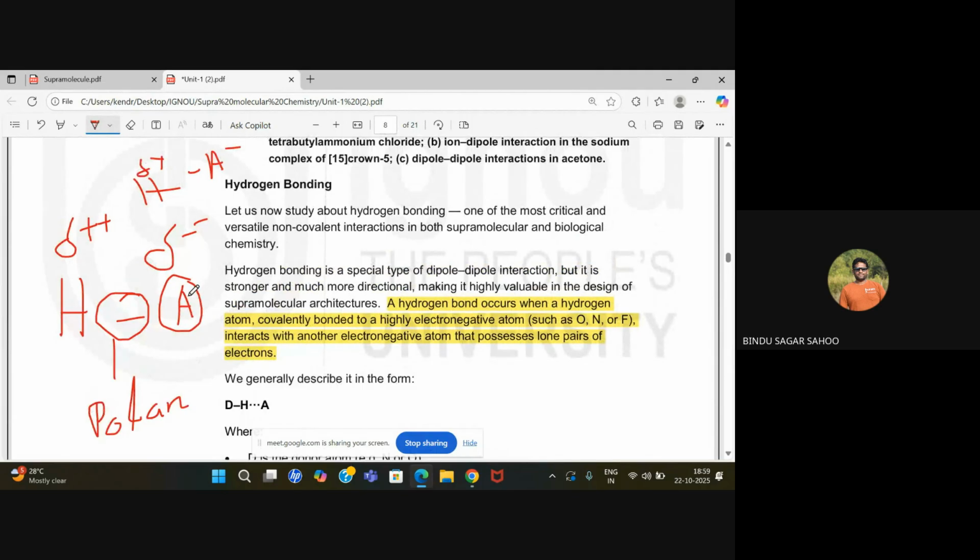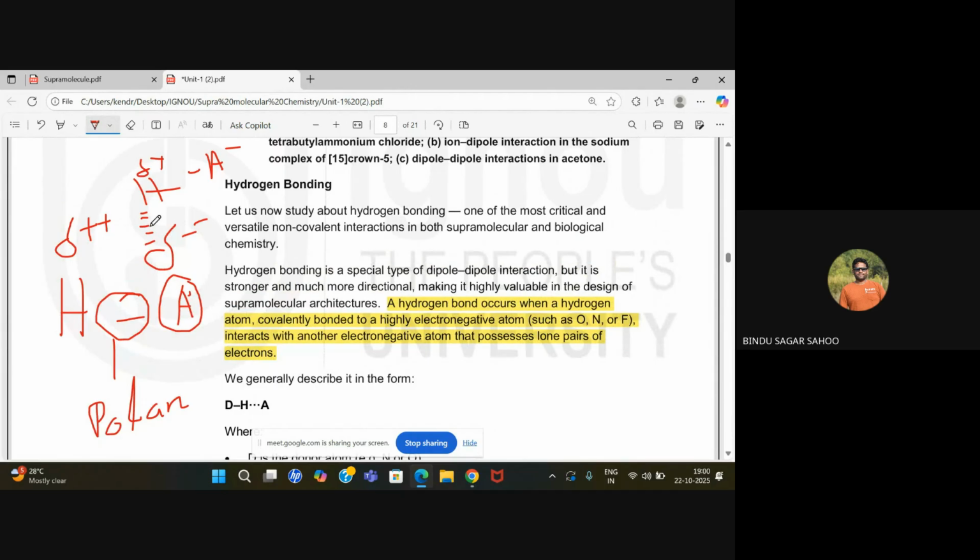So this negative center can also make an interaction with this positive center. The hydrogen bond is a special type of dipole-dipole interaction. This is a dipole, just like this is a positive center and this is a negative center. Here also this is a positive center and this is a negative center, and this negative center atom will make an interaction with this positive center.